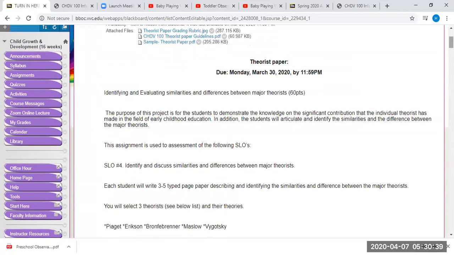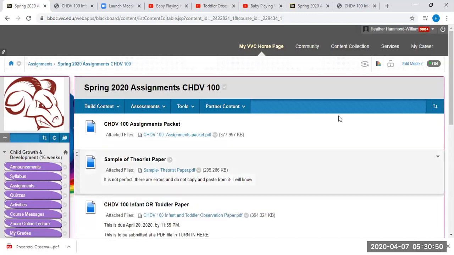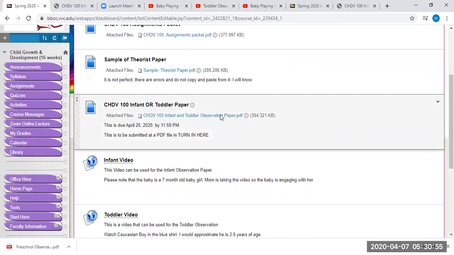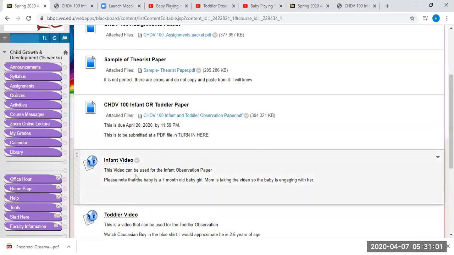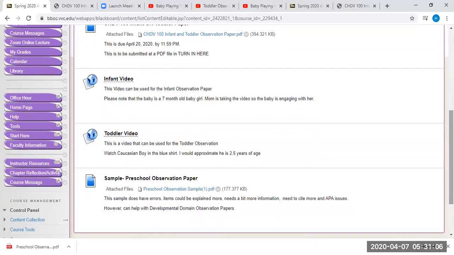If you go back into assignments and go into the next folder after Turnitin, I just want to show you really quick where your items are. I actually have the PDF of the assignment right in here, so you'll be able to see that. I even have the videos, the infant video and the toddler video, so you get to pick either. I don't have a sample of the infant or toddler assignment, but I do have a sample of the preschool observation paper, which will be in the future. We won't even talk about it right now. If you wanted to look at it, you can look at it.